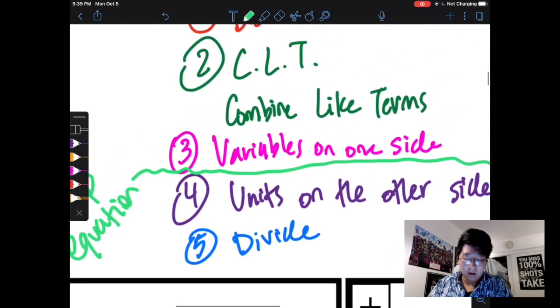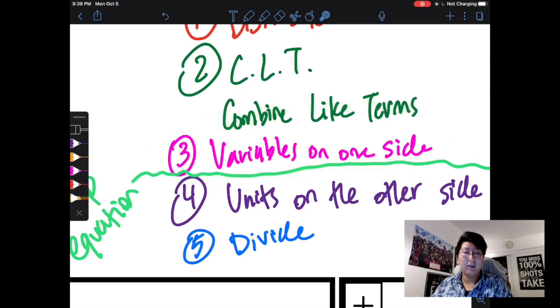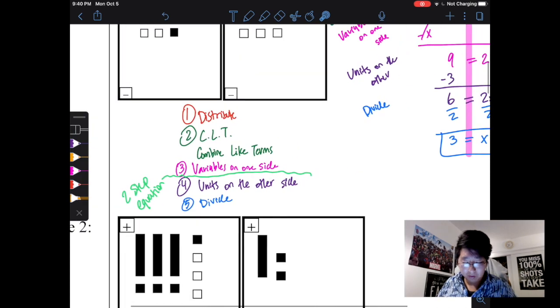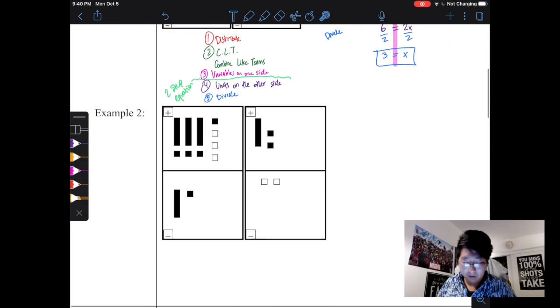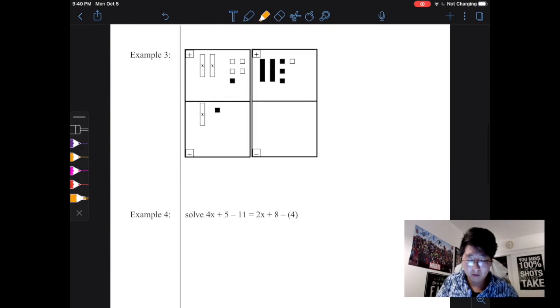So the only thing that's new here today is getting the variables on one side. And that's like creating a 0. We're trying to get the least amount of x's. So if there's x's on both sides, we need to remove what they both have. So basically remove equal values. Okay? So we'll go ahead and skip this one. Let's go ahead and move to example number 3.